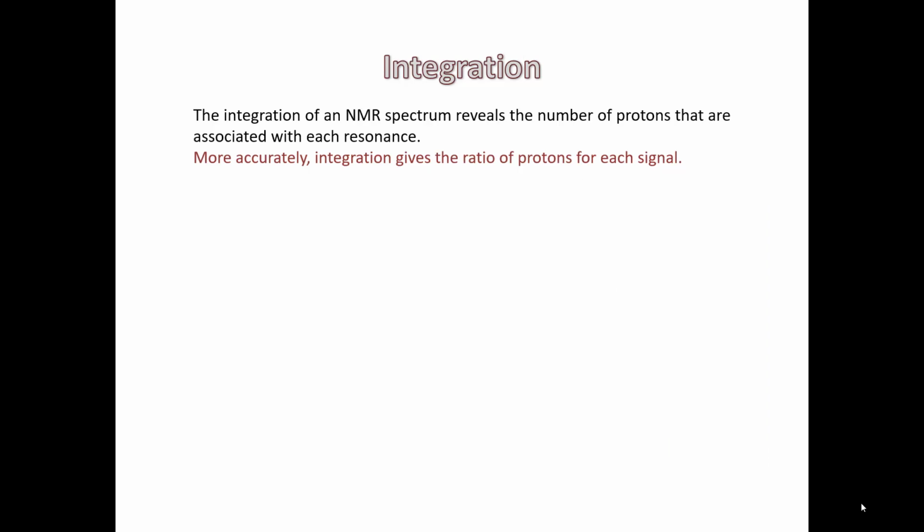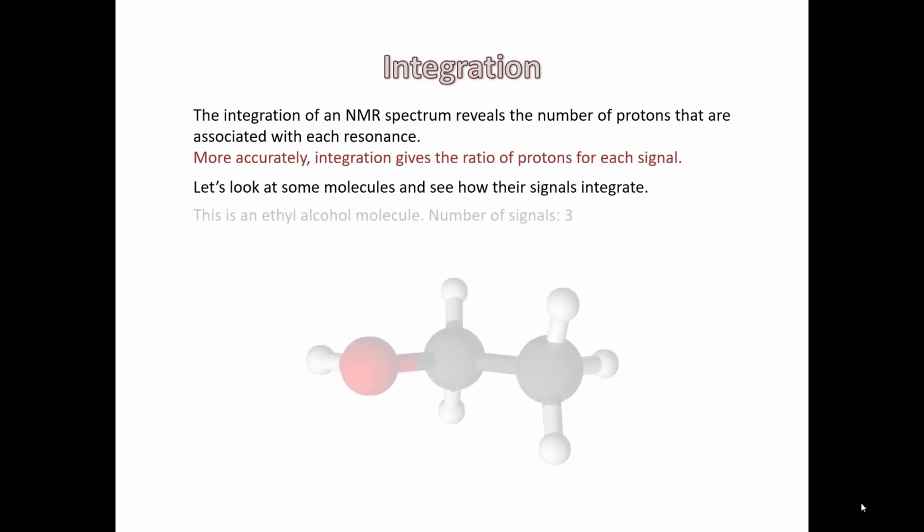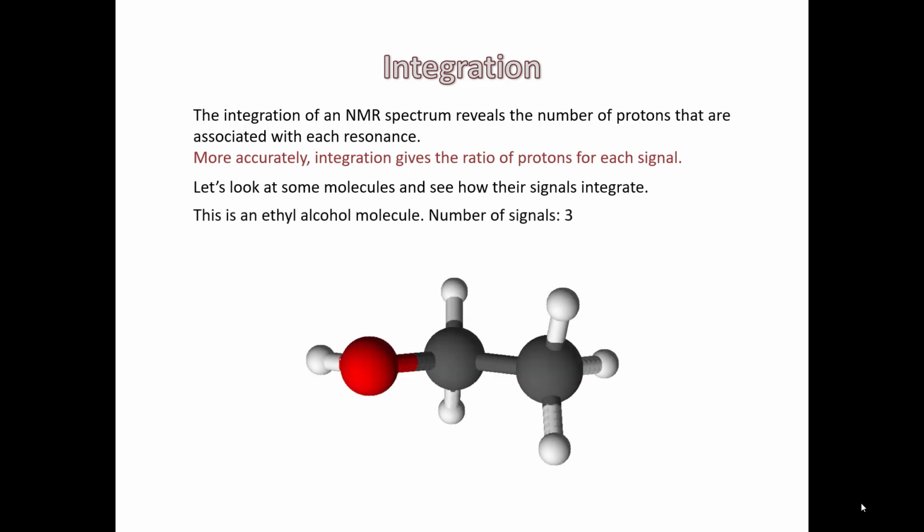Our final step is to look at integration. The integration of an NMR spectrum reveals the number of protons that are associated with each resonance. More accurately, integration gives the ratio of protons for each signal in the entire spectrum. Let's look at some molecules to see how their signals integrate. So here we again have ethyl alcohol. The total number of signals is 3. The spectrum would integrate to 1 to 2 to 3.